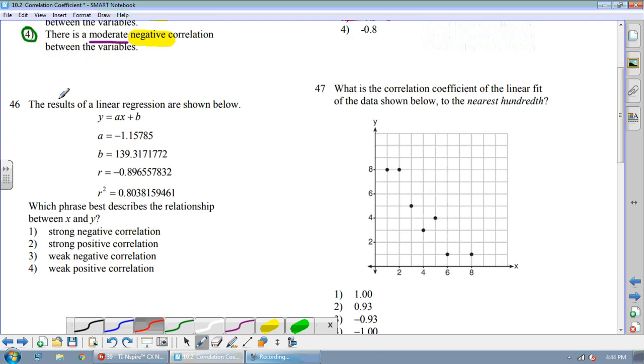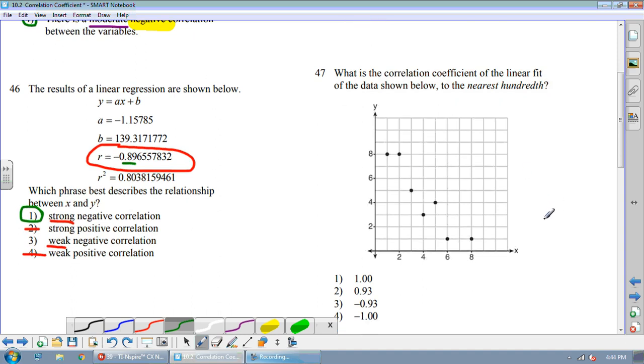46. The results of a linear regression are shown below, and we already have the chart from the calculator. So this is testing to see if you know which of these means correlation coefficient. Which phrase best represents the relationship between x and y? We're going to look right here at the r value. That r value is a negative number, so why would you pick an answer that has positive in it? Is that r value indicating a strong or weak correlation? Well, it's a -0.8. That's strong because it's close to -1.